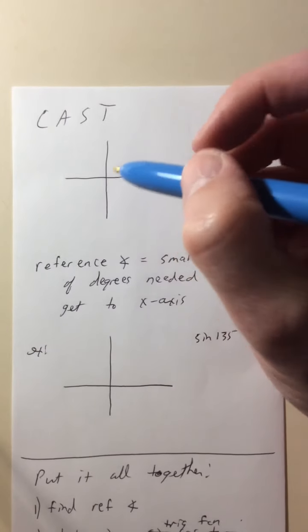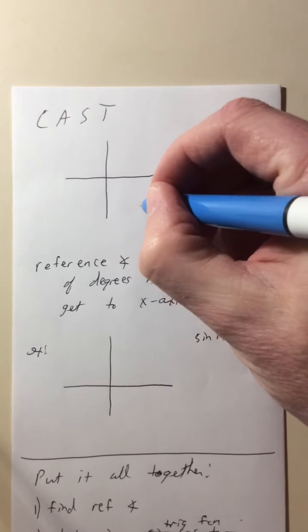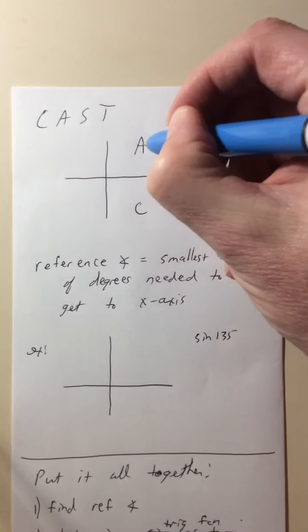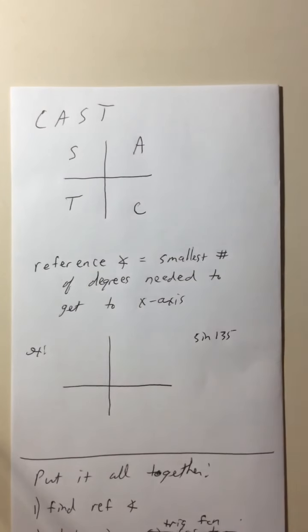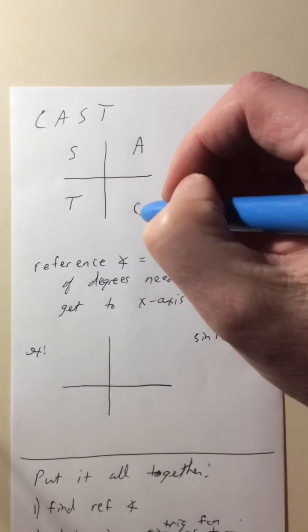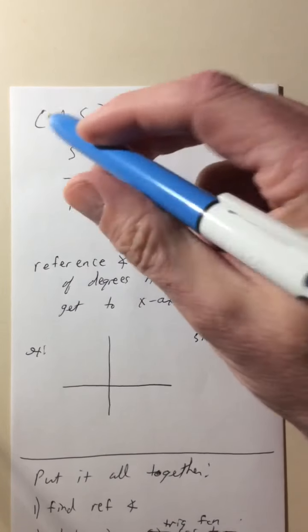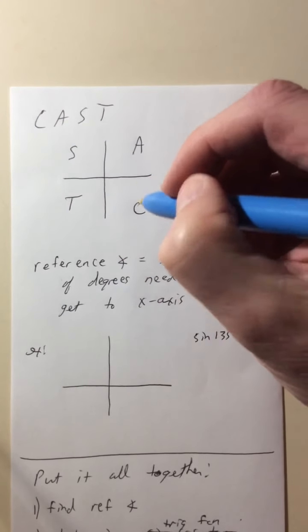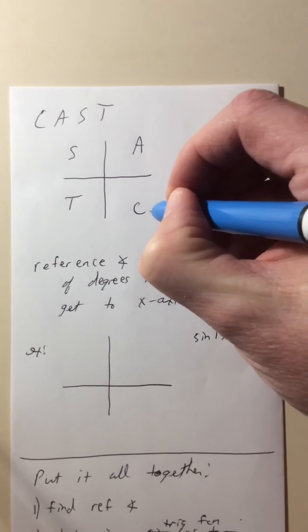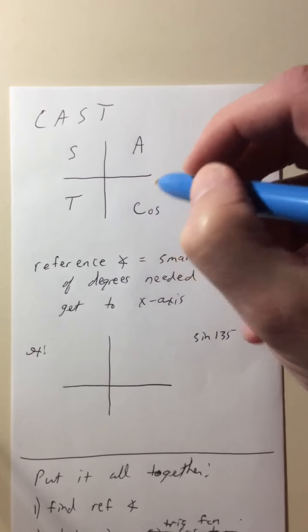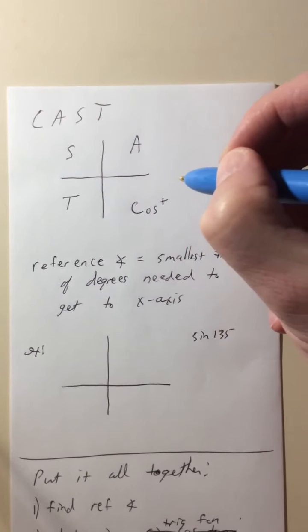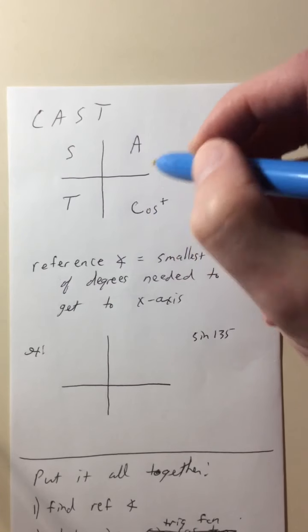The CAST diagram, which you saw in some videos, tells you what is positive and negative in each quadrant. So we're going to start with the C in quadrant 4. We go in order here, but we start in quadrant 4. In quadrant 4, only the cosine, and by the way, the secant, are positive. Everybody else is negative.